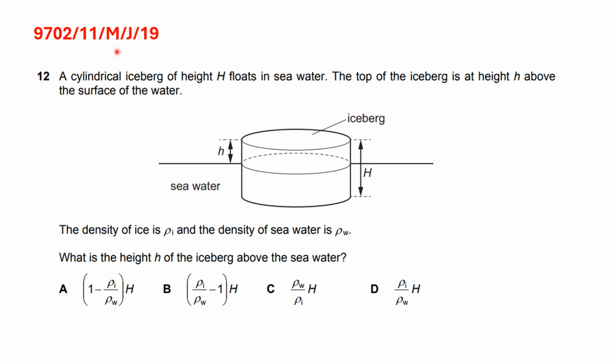This question is from May/June 2019, paper 11. A cylindrical iceberg of height H floats in seawater. The top of the iceberg is at height h above the surface of the water. The density of the ice is rho I and the density of the seawater is rho W. What is the height, lowercase h, of the iceberg above the seawater?